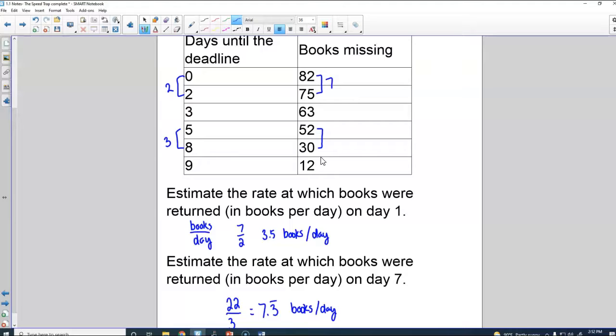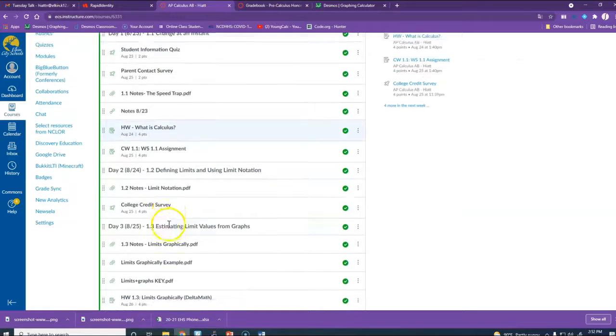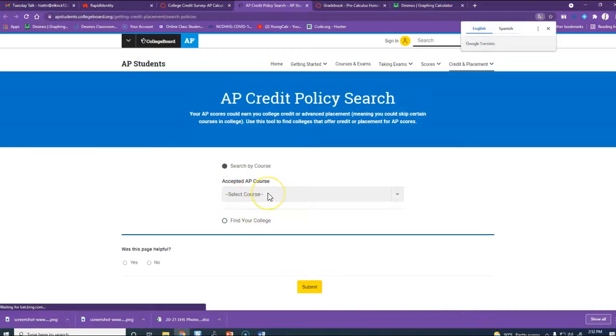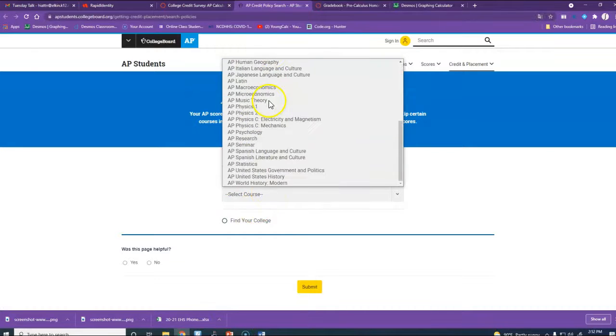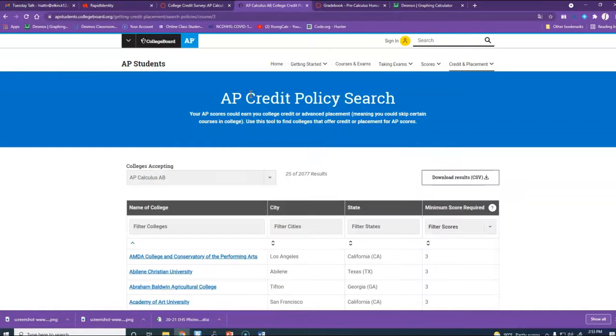This worksheet I want you to do for me for homework. And then you're going to have one other thing for homework, and that will be the college credit survey. If you'll go to this website right here that's got a link, you want to click AP Calculus AB. There's also BC. That gets you credit for Calc 1 and Calc 2. You're in AB. You only get credit for Calc 1. And you can look up whatever college you want to go to.